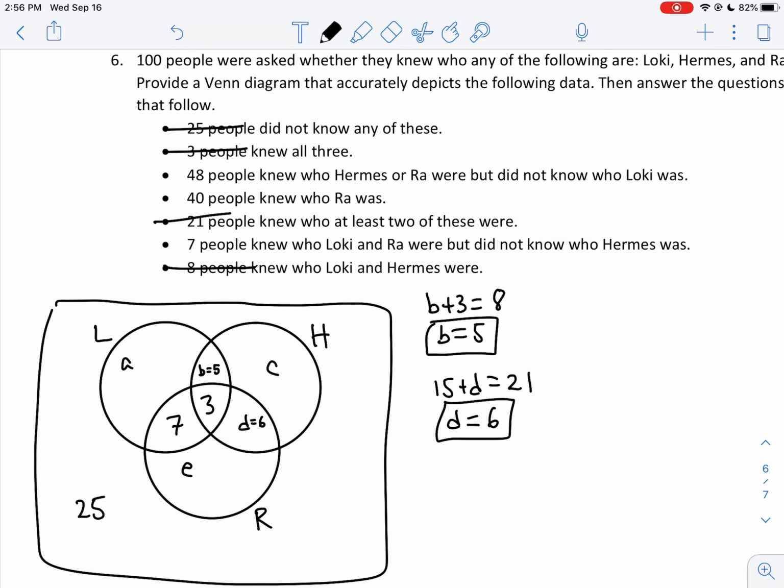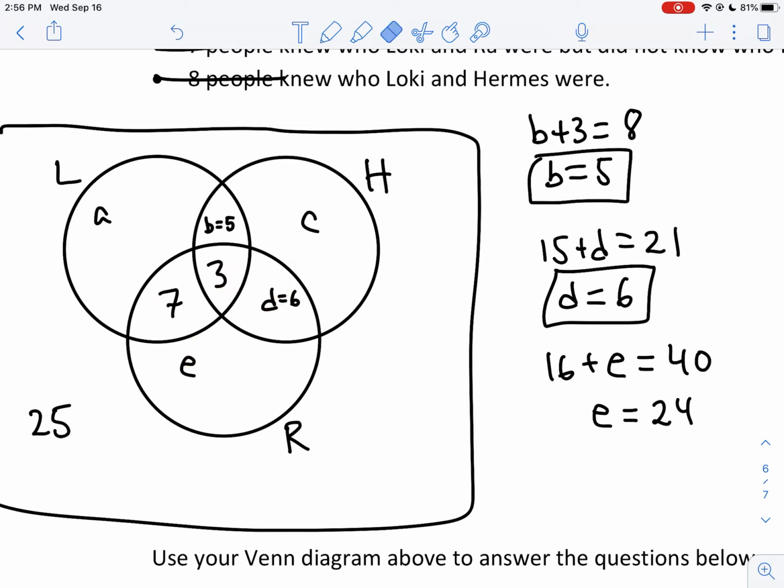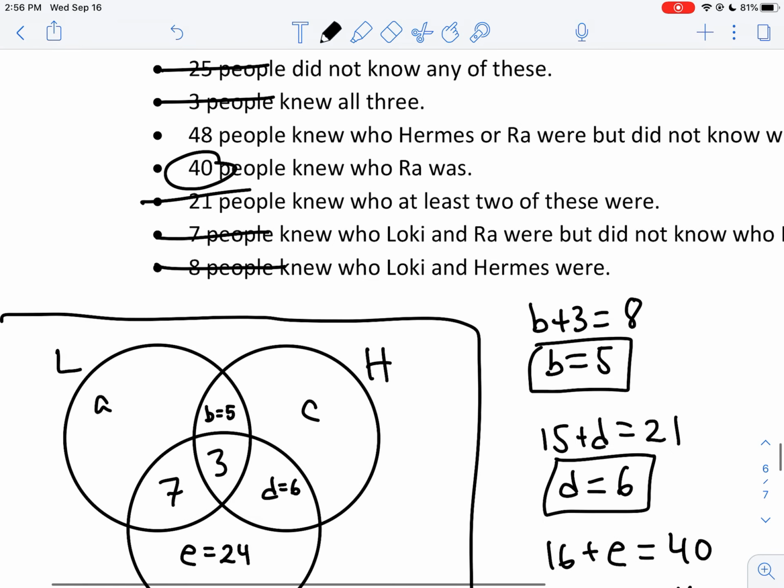Let's go to the, oh, I also used up that one. I forgot to cross that out. Let's go to this 40. 40 people knew who Ra was. That means I have to add up those 4 numbers and get 40. Well, 3 of those 4 numbers I now know, so we can do that. We have 7 plus 3 plus 6, that's 16. Add that to E, and that's going to give us the 40 people. So subtract the 16, and we have 24 people are in this E portion. So E is 24. And I've now used up this bit of information.